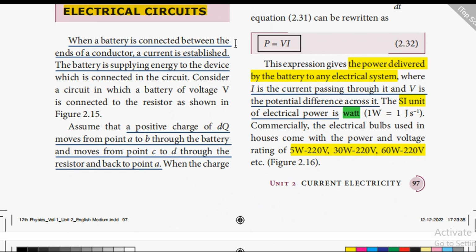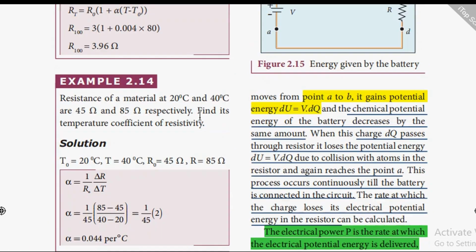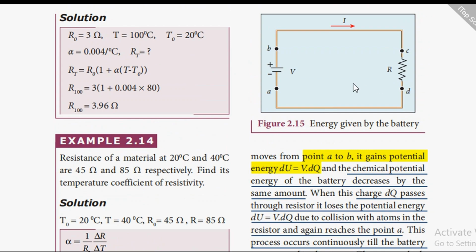When a battery is connected between the ends of a conductor, a current is established. The battery is supplying energy to the device which is connected in the circuit. Let us consider a circuit in which a battery of voltage V is connected to a resistor as shown in figure 2.15. Here is a battery of voltage V and here is the resistor of resistance R, and a current I will flow through the resistor R from the battery.